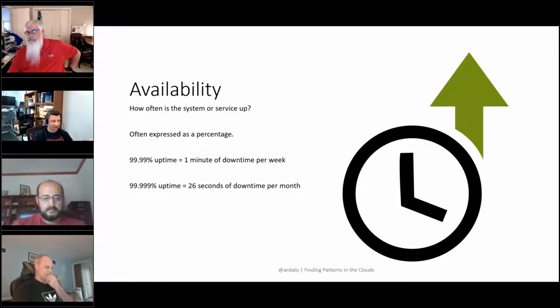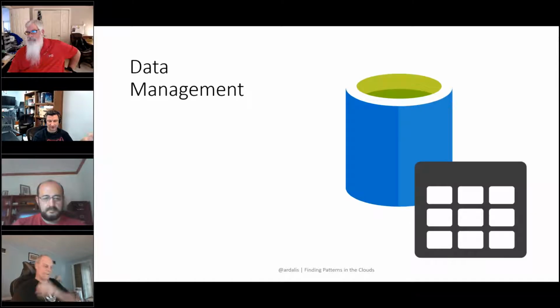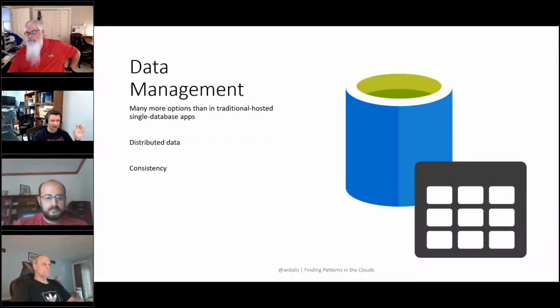All right. Data management is the next one. And so with data management, this is a key element for cloud applications, and it influences most of the other quality attributes, right? How you deal with data is going to affect your scalability, your security, your uptime. All those things typically will be dependent on this. And so there's many more options in the cloud than there are in a traditional single database application. You have options for distributed data. You have to deal with consistency. You have to worry about how synchronization is going to work. And so all those things come into play when we start evaluating the data management side of any particular architecture.